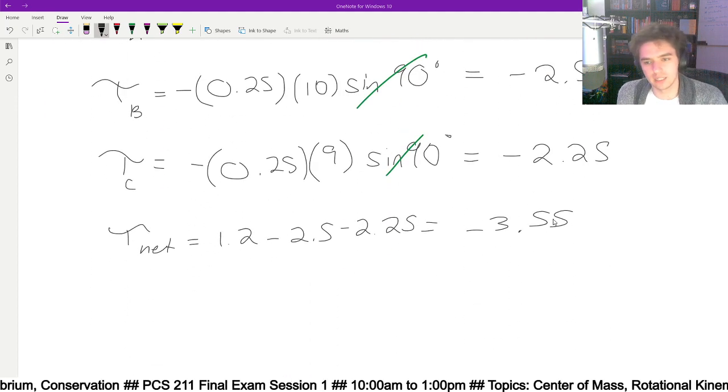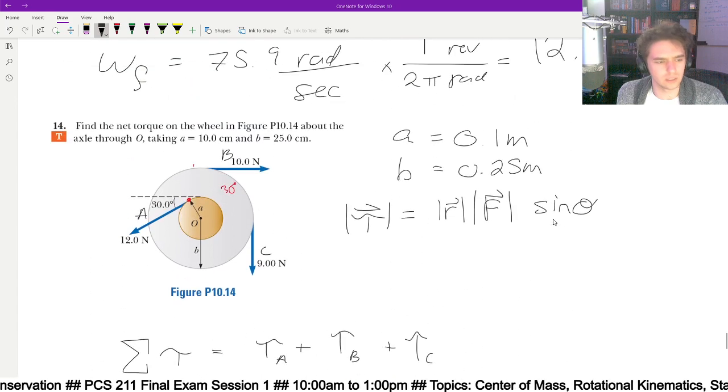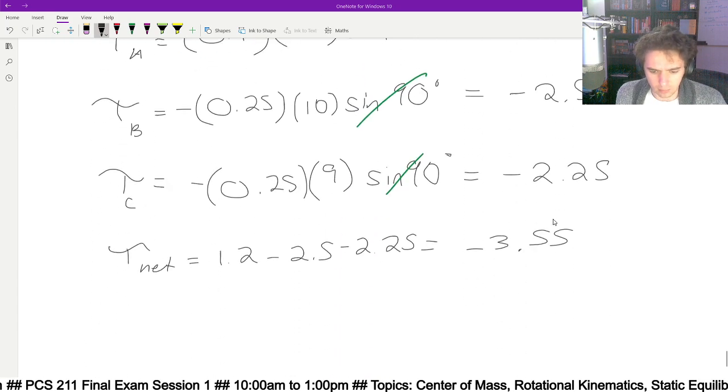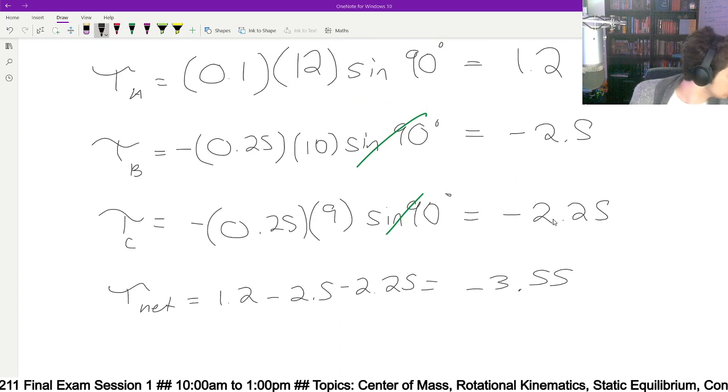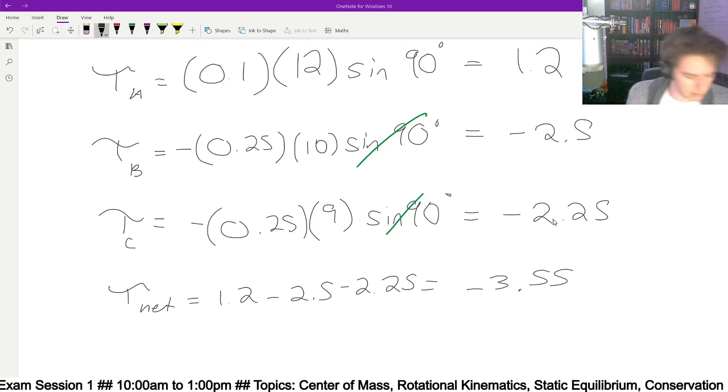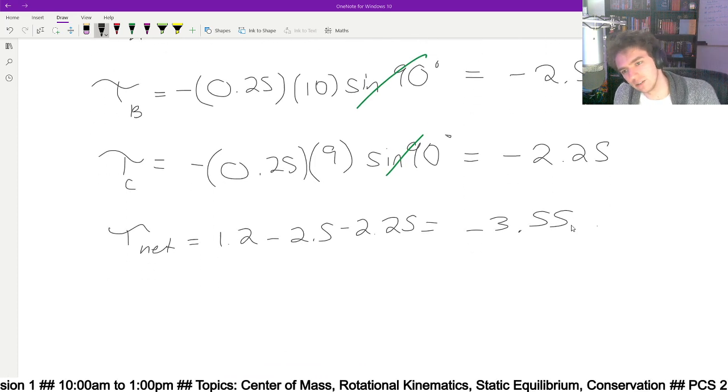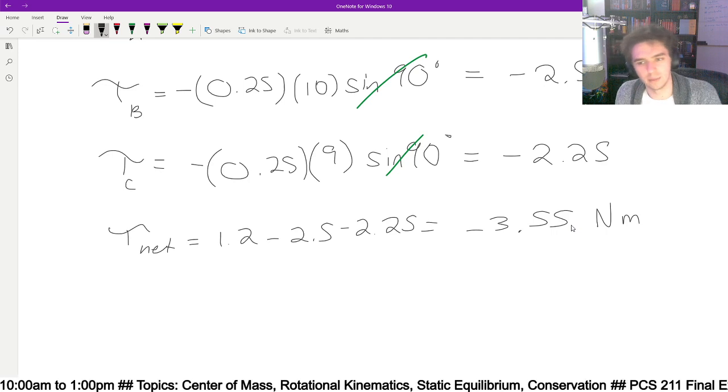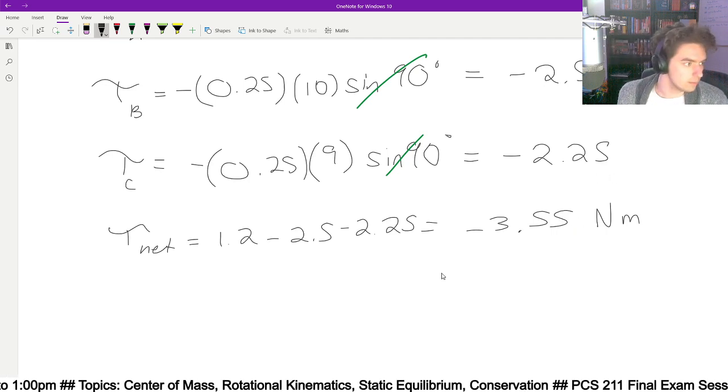So yeah, net torque is in what units? What units is net torque? Newton meters. It's Newtons times meters, not joules. Yeah, that makes sense. Newton times meters. Okay, there you go. That's that.